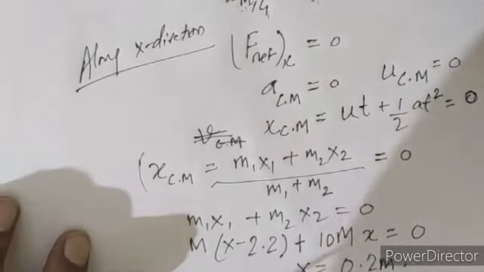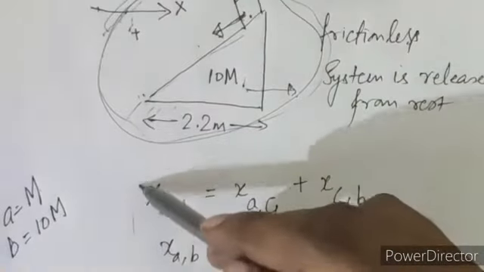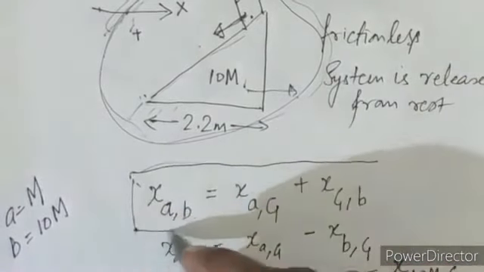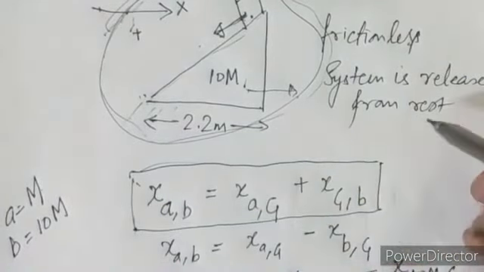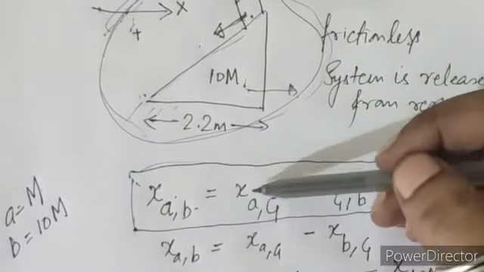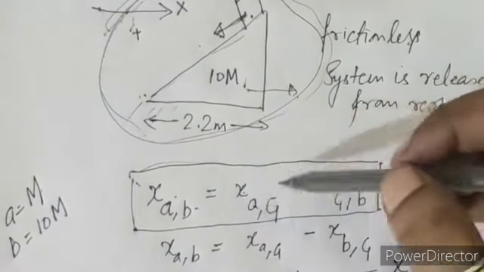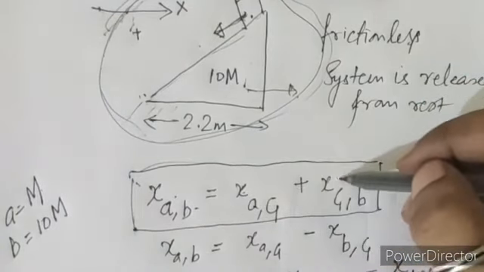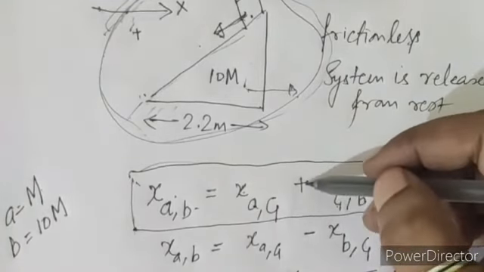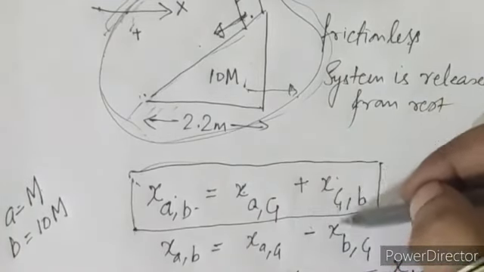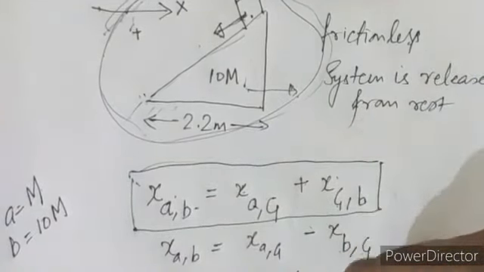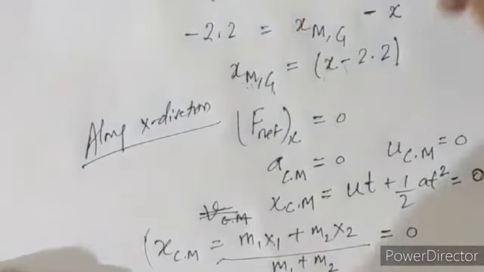So here we have used the concept of relative position, which you have to keep in mind all the time. This is also valid for velocity and acceleration as well. The position of A with respect to B is always given by the position of A with respect to ground plus the position of ground with respect to B, and if you make it negative, it will be the position of B with respect to ground. And from here we have calculated the position of m with respect to ground.